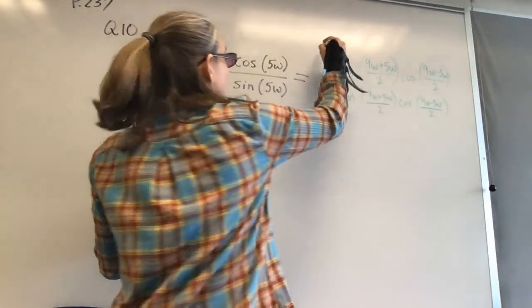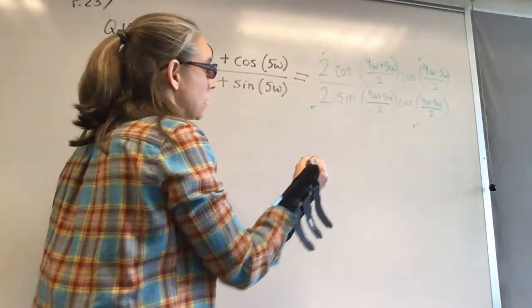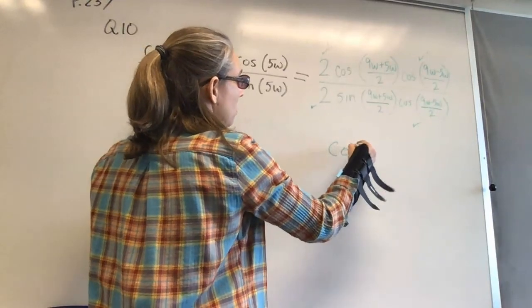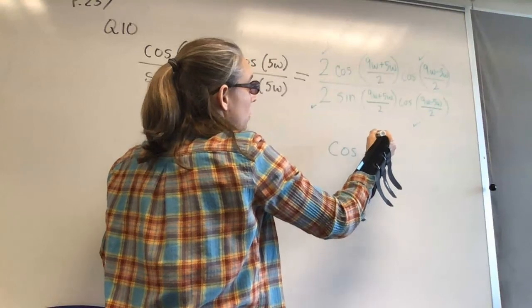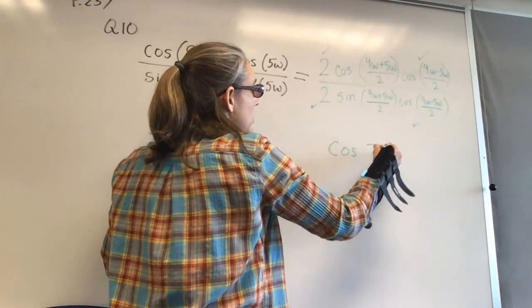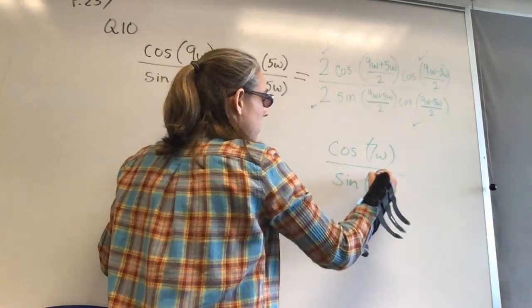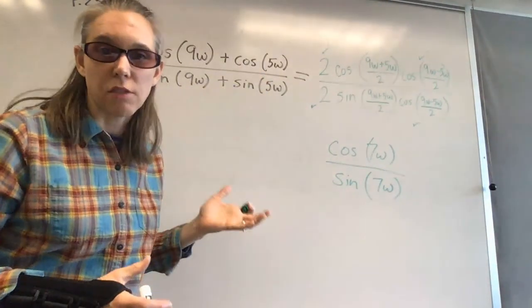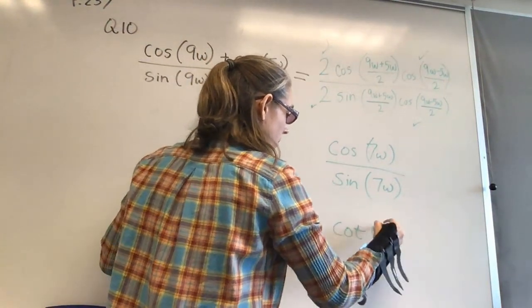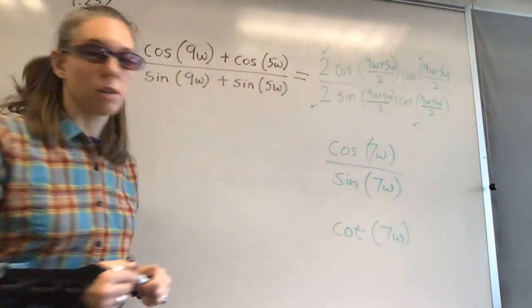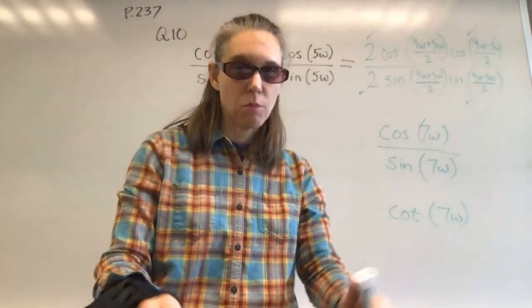So these are going to cancel. These are going to cancel. And that's going to then leave me with the cosine of 9w plus 5w is 14w over 2, which is a 7w, over sine of 7w. And then that is the cotangent of 7w. So make sure you can get all that work done yourself in the same way.